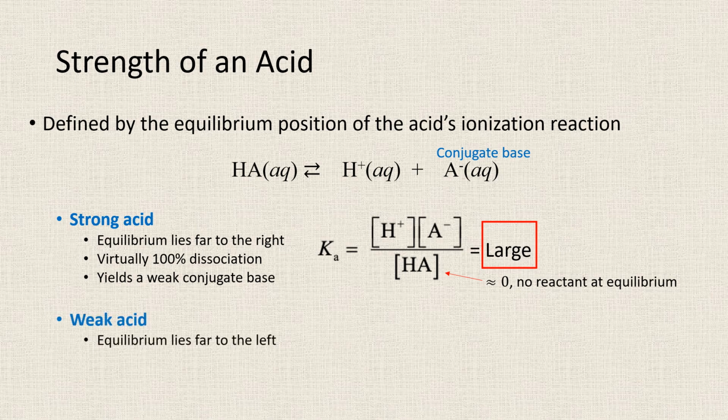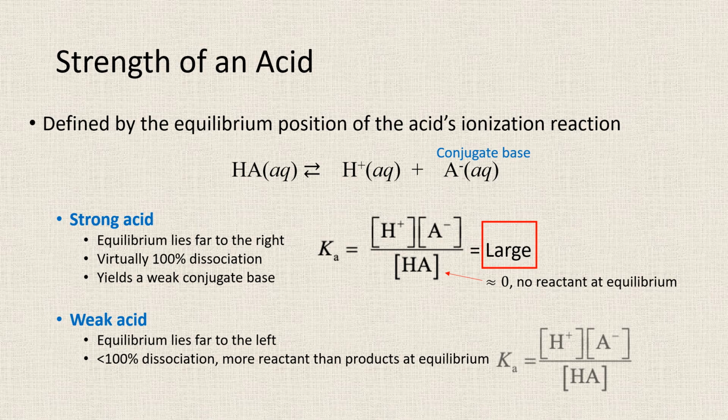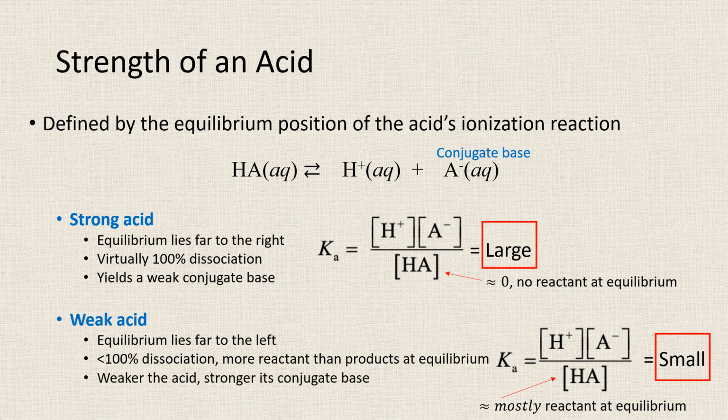For a weak acid, equilibrium lies far to the left. There is far less than 100% dissociation. In some cases, weak acids may only dissociate less than 5%. In the equilibrium expression, the denominator, or concentration of the reactant, is very high compared to the products, because there is mostly reactant present at equilibrium. Thus, the acid dissociation constant is very small. And weak acids yield strong conjugate bases. The weaker the acid, the stronger its conjugate base.